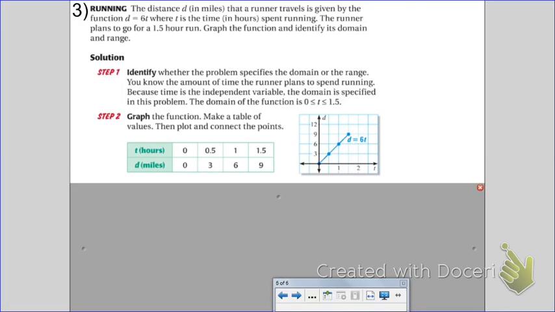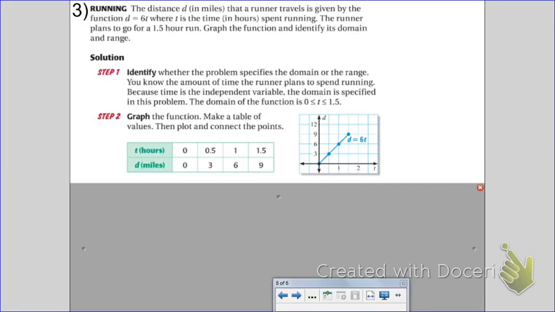Now we're going to graph the function. I made a table of values. I counted by 0.5s or by halves. So I started with 0 and went all the way to 1.5. I plugged in those values, and then I got those answers for d or for the y-axis.